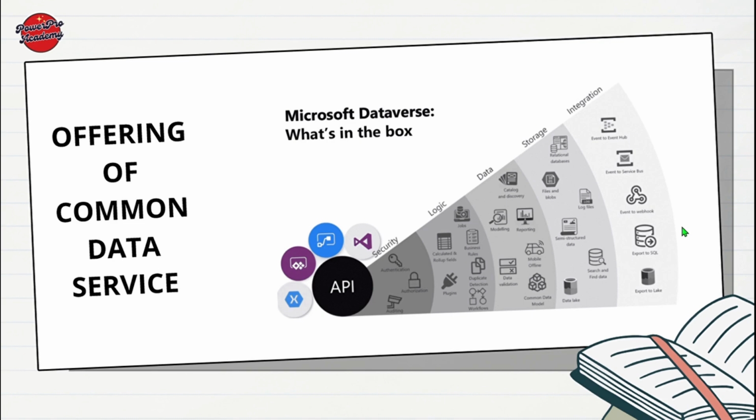And the last offering is that common data service connects in different ways to support your business needs. APIs, webhooks, eventing, and data export give you flexibility to get the data in and out. As you can see, common data service is a very powerful cloud-based solution for storing and working with your business data. So that's all the offerings of CDS, or we can say common data service.